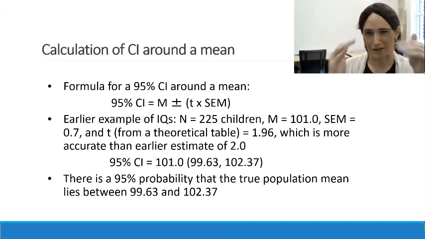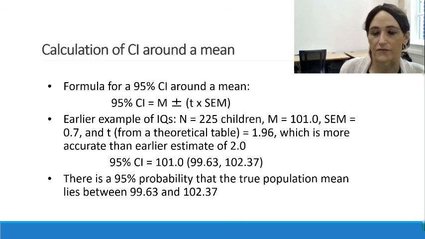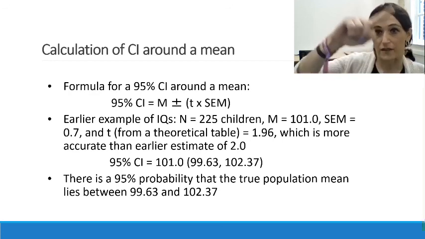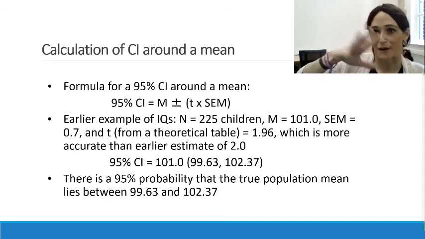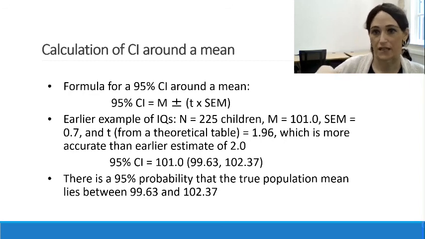We just had that like about 2 standard deviations from the mean. So the 95% confidence interval precisely calculated would be 99.63 to 102.37. That means that there's a 95% probability that the true population mean falls somewhere between 99.63 and 102.37. Could it be outside those bounds? Yes, but it's very, very unlikely, given that if we were to continually take samples from the population, getting something further away would be very, very unlikely.